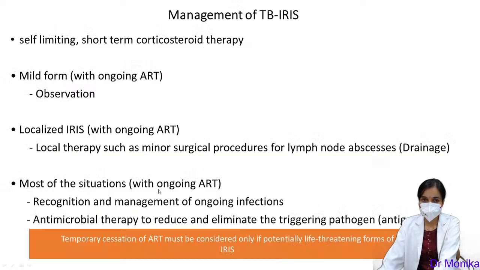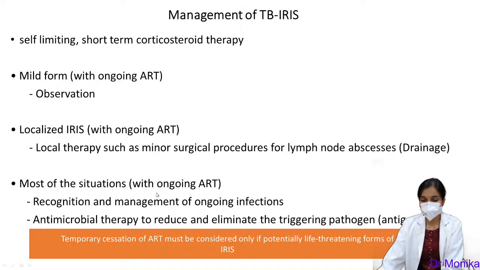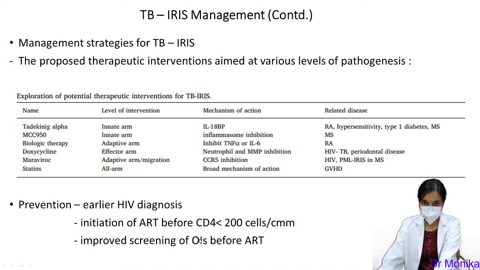Coming to the management of TB-IRIS, it is basically self-limiting, and only short-term corticosteroid therapy is recommended. In mild forms in patients who are on ART, observation is sufficient. In localized IRIS with ongoing ART, local therapy such as minor surgical procedures for lymph node abscess drainage should be considered. In most situations with ongoing ART, we should first recognize and manage the ongoing infection. Antimicrobial therapy should be given to reduce and eliminate the triggering pathogens. Temporary cessation of ART must be considered only if there is a life-threatening form of IRIS.